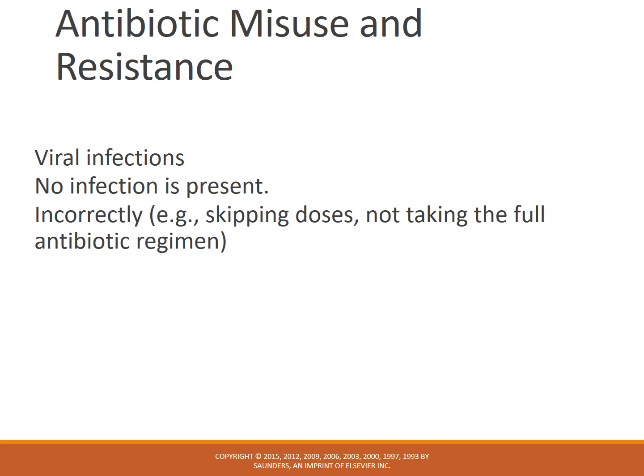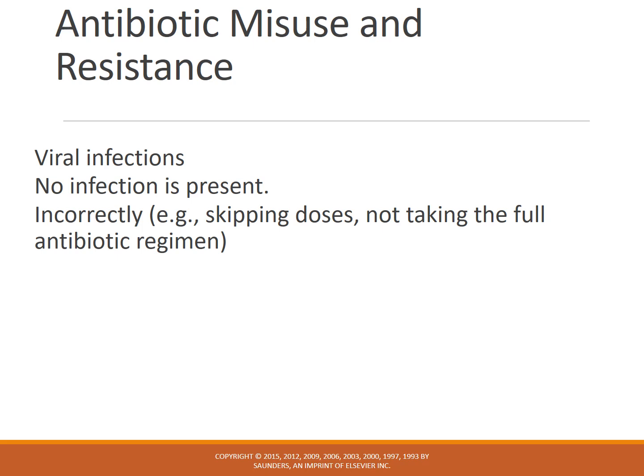If we have a confirmed case of the flu, we don't give them an antibiotic. And years ago, people would basically go and demand, absolutely, I'm sick, I need an antibiotic. Well, if you don't have a bacterial infection, it's pointless and it leads to resistant organisms. And then the other part is people incorrectly taking antibiotics. So skipping a dose or not taking the full antibiotic regimen. They feel better at day 5, and so they stop taking it altogether.